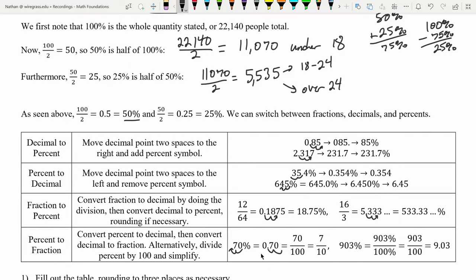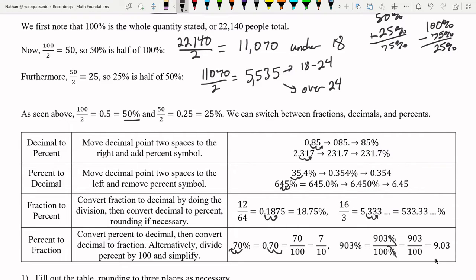In this case, it would probably make more sense to do the second method though, which is where we just take a percentage and divide it by 100. Then the percentages cancel, we get 903 over 100, and then we just need to do simplification on that fraction, but 903 over 100 can't be simplified. If it can, just simplify it down.